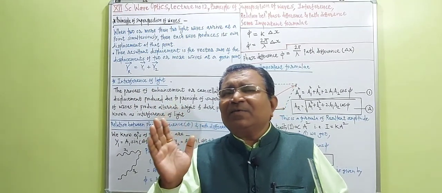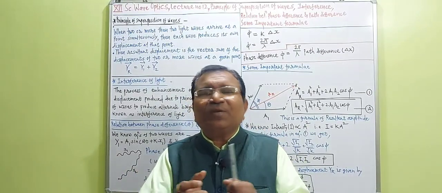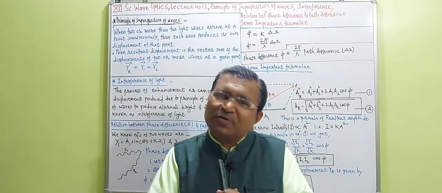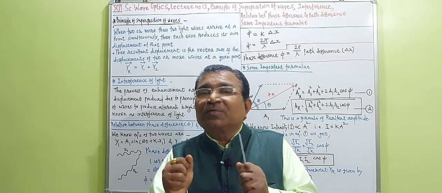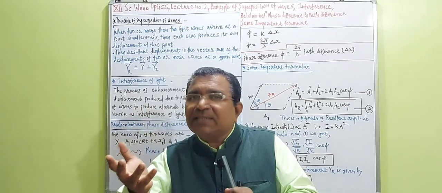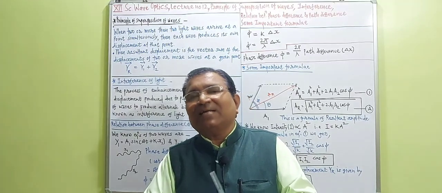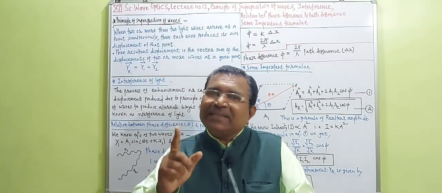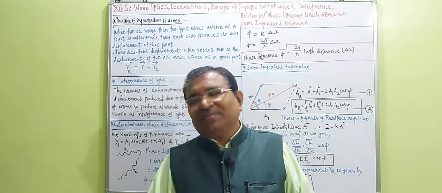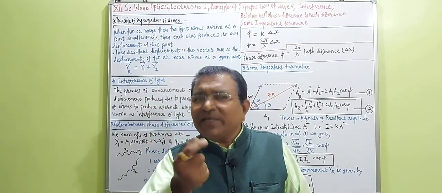And what is interference of light actually? Interference of light is nothing but the mixing of light by making use of the principle of superposition of two waves. Then how is the definition of interference of light to be prepared? The process of enhancement or cancellation of the displacements at a point due to the principle of superposition of waves, so that we get alternate bright and dark points, we call it interference.